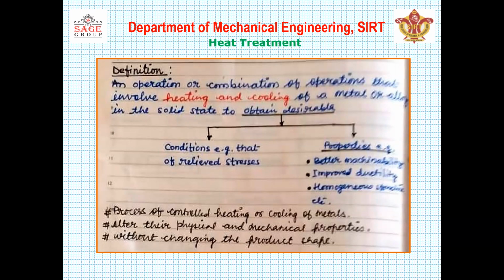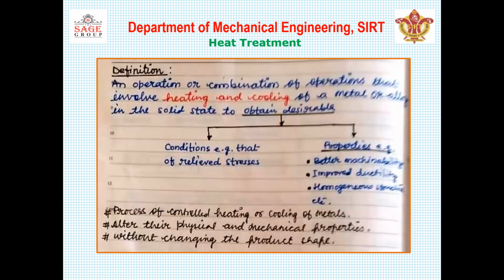So the heat treatment process can be defined as an operation or combinations of operations involving heating and cooling of metal or alloy in the solid state to obtain two things. Number one, to obtain desirable conditions. Desirable conditions means relieving of internal stresses or refinement of the grain structure. These are the desirable conditions that we want as per the requirement.